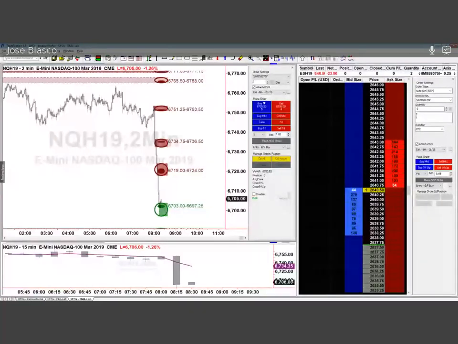With the Nasdaq, same approach. Below, I've got the 50-minute time frame. Above, I've got the 2-minute time frame. If I look at the average, it is 34.4.